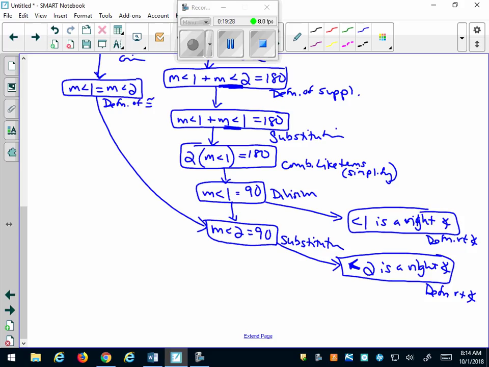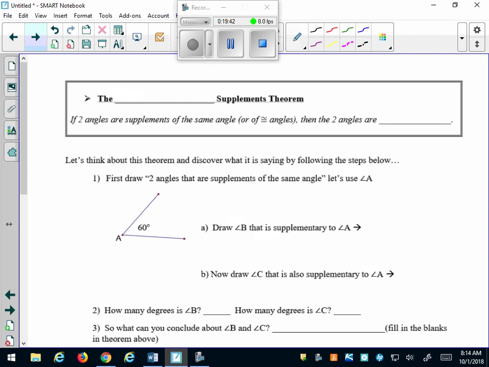Now, I know that seems like a lot of steps for something that you felt was kind of an obvious thing, perhaps. And so now that we've proven that it's a theorem, then we can use it. We don't have to go through all of those steps every time we're given two angles that are congruent and supplementary. We can just use that theorem.